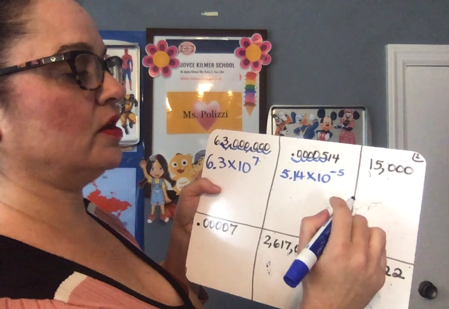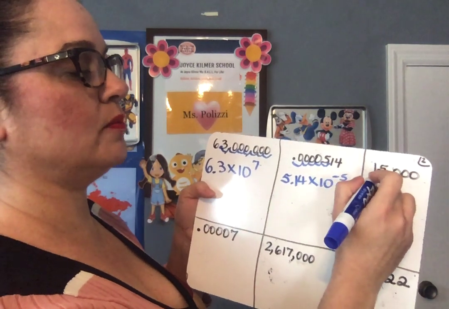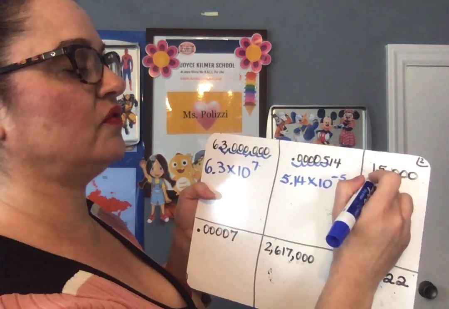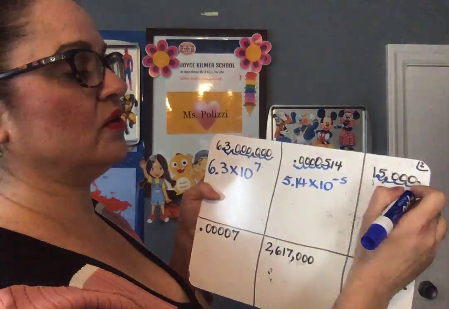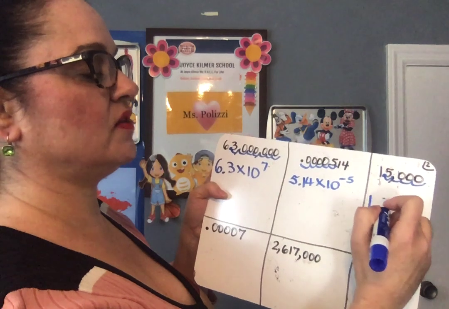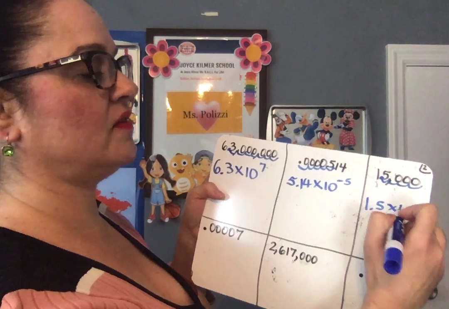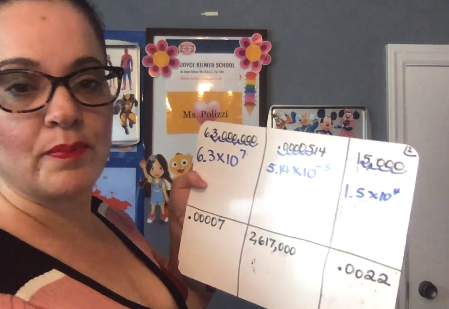Okay, over here we have 15,000. We'll go ahead and put our decimal between the 1 and the 5 and count right. 1, 2, 3, 4. So written in scientific notation is 1.5 times 10 to the 4th power.